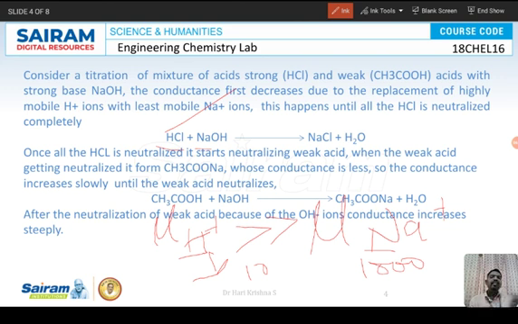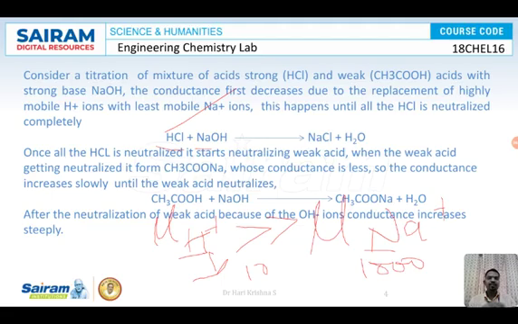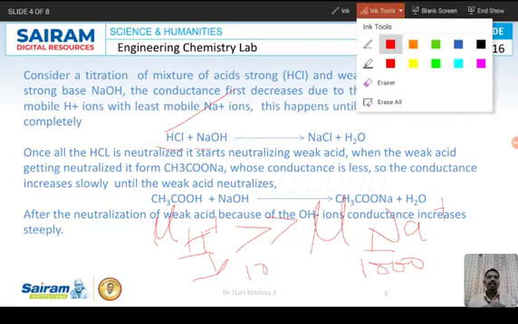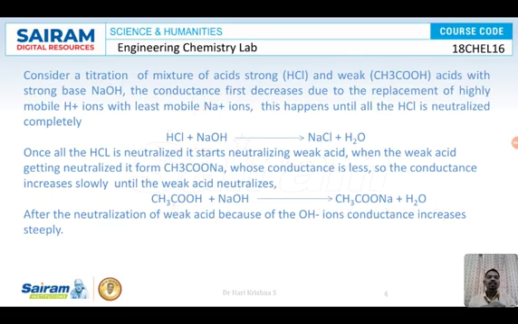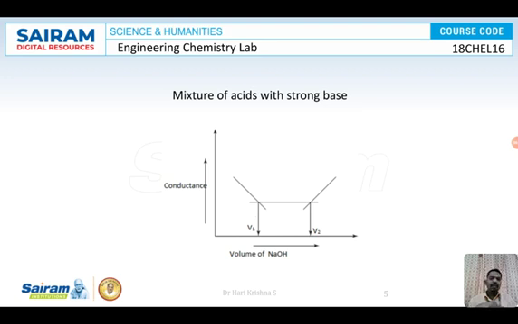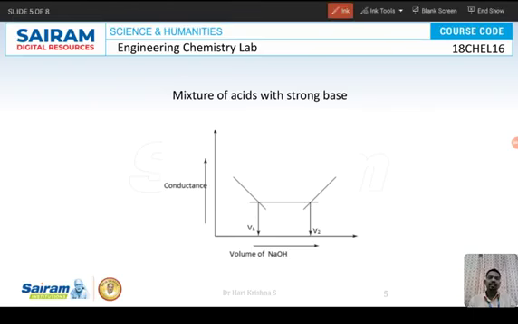So once the entire H plus ion is neutralized by NaOH, later the acetic acid starts neutralizing to give sodium acetate and water. Later we're going to plot a graph of conductance versus volume of NaOH. When you plot the graph, you get three lines. So you get one line like this, another line like this, another line like this. We're going to extrapolate it like this.